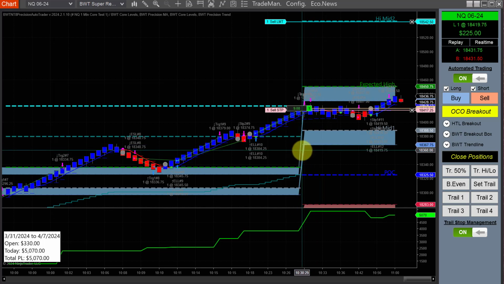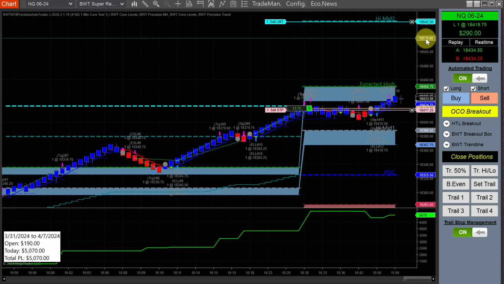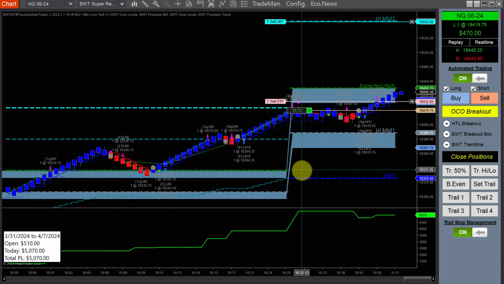Now the core is recalculated and we have a new extended high. This was the end of the first hour and we have the recalculation.